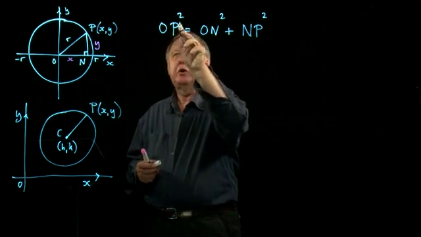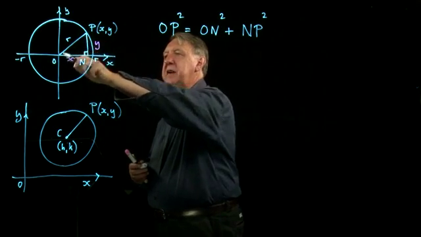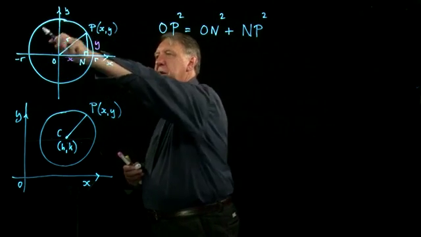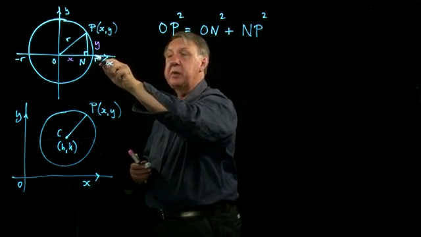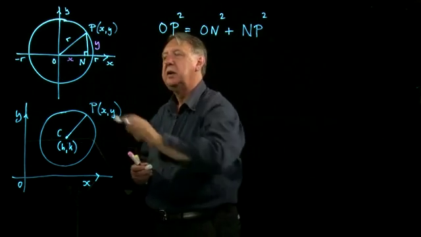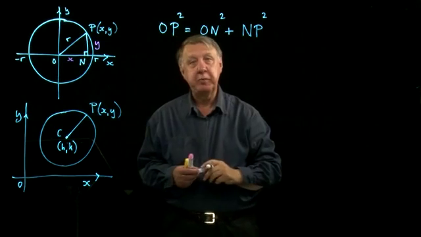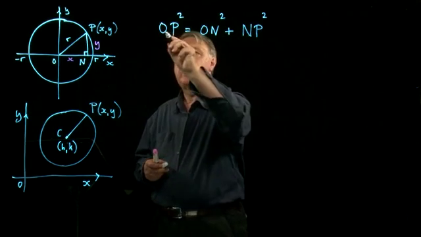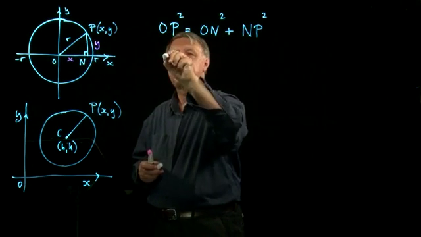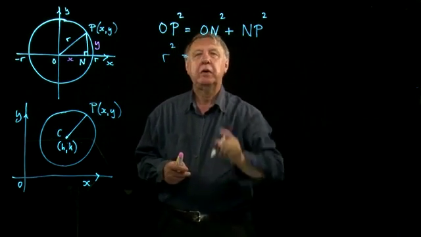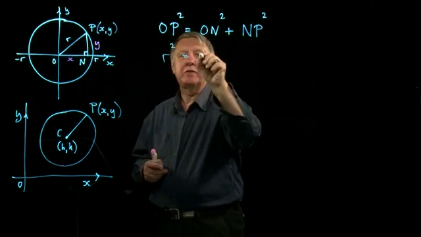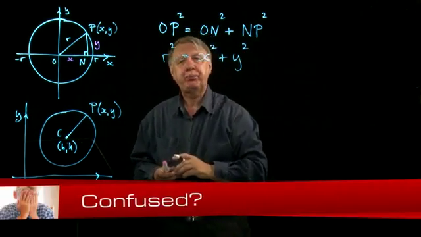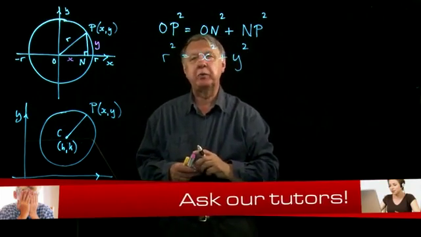In this case, OP squared, OP is the radius of the circle. And you'll notice that as the circle goes round, the x coordinate here must be plus r because the radius is r, and across the other side the x coordinate must be minus r at that point. So OP then is r. So r squared equals ON, which is now x, so that's x squared, and NP is y. So we end up with r squared equals x squared plus y squared.